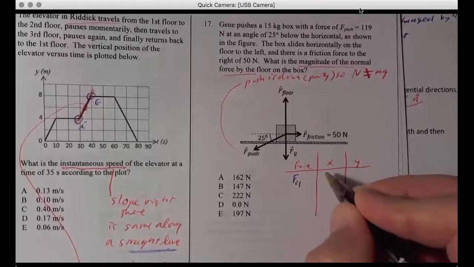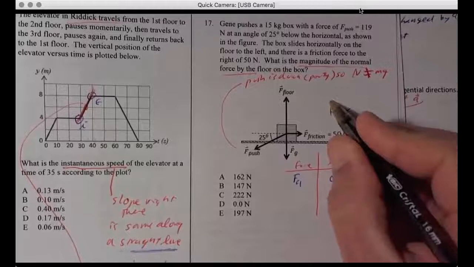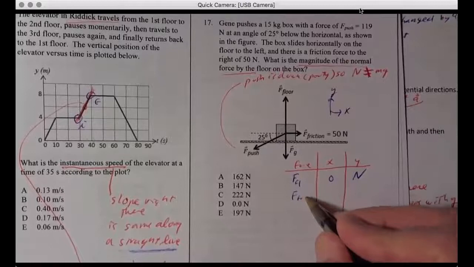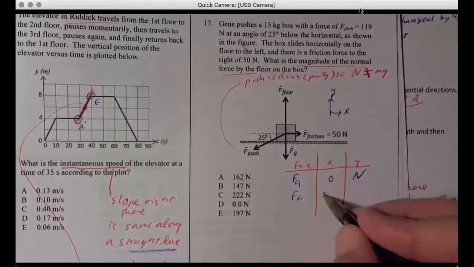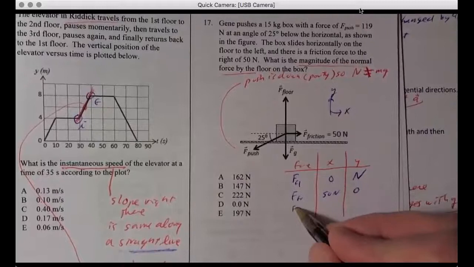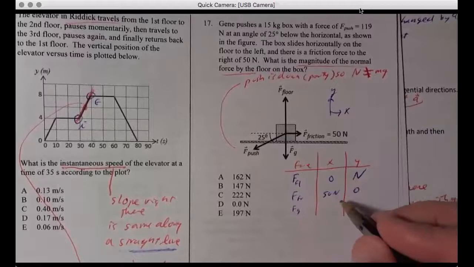The floor is going to have zero in x and normal in y. I'm doing x, y. Force of friction is 50 newtons in the plus x, zero there. F gravity is mg in the negative y.